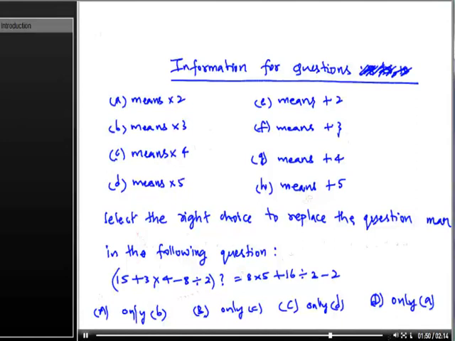Clearly 23 into 2 gives us 46. That into 2 means A. Therefore only A is the answer. Therefore only A is the answer, that is choice D.